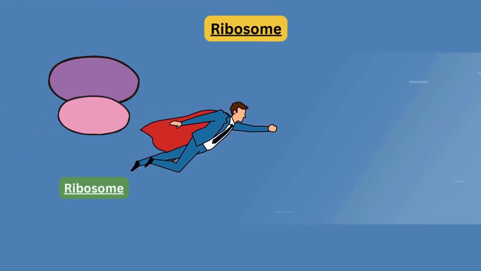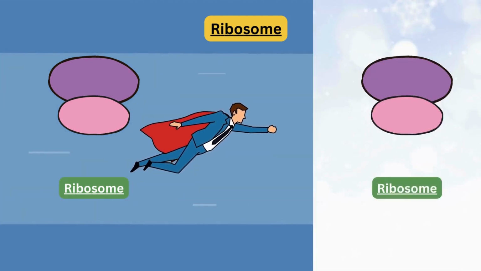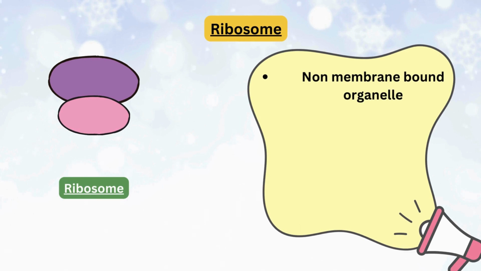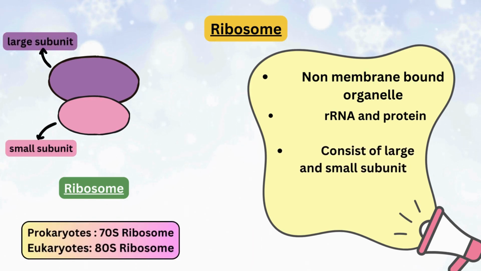So in the translation process, there is a hero, and here the hero is the ribosome. The ribosome is a non-membrane bound organelle, that means it does not have a membrane. It is made up of rRNA and protein, and it consists of two subunits, the large subunit and the small subunit. The ribosome in prokaryotes is 70S, and in eukaryotes it is 80S.